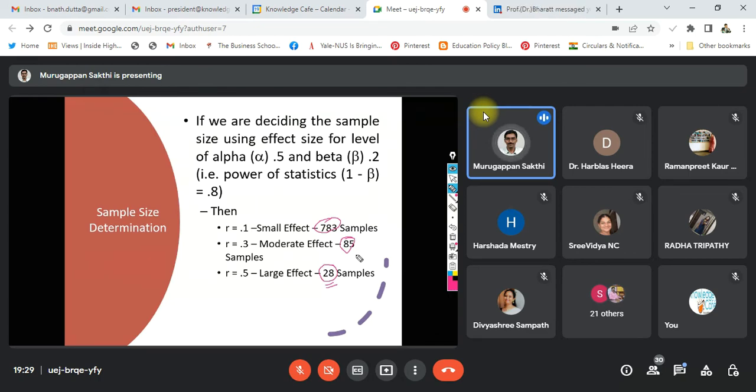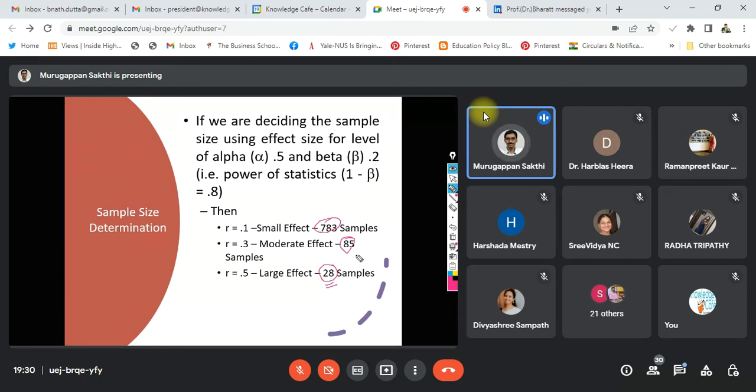In the pilot study, if you conclude that the effect size is small, you have to go ahead with this minimum of 738 samples. If it is a moderate effect, you have to go ahead with 85 samples. If it is a large effect, you can simply choose only 28 samples. It's a small sample, more than sufficient, because the larger the sample, the more time, cost, and energy is involved.